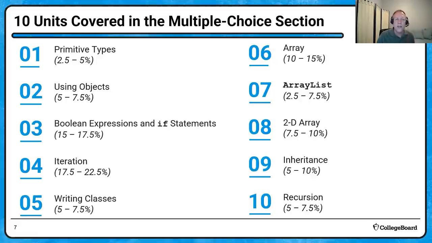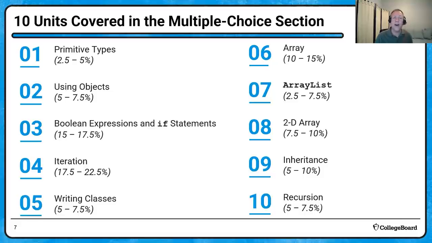So if you're worried that of the 40 questions, 30 of them are going to be about recursion, well, that's not true, because look at unit 10, recursion, only 5 to 7.5%. So 2 to 3 questions about recursion possibly. Notice where the biggest percentages lie. Units 3 and 4, which are Boolean expressions and if statements, and iteration. Knowing if statements and knowing how to loop through is a huge skill.